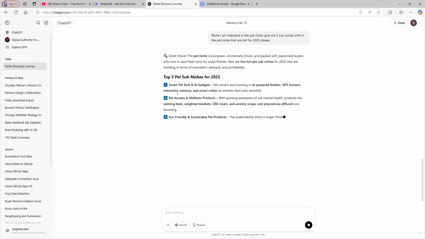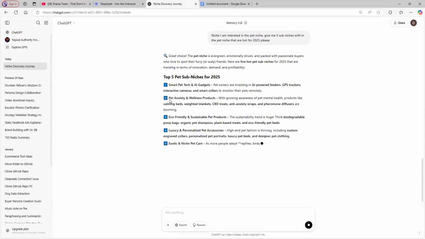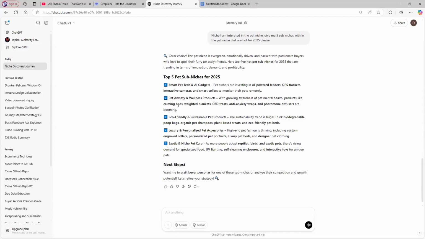Let's see here. So the 5 top sub niches for 2025: smart pet tech, pet anxiety and wellness products. That actually, let's see here, calming beds, weighted blankets. I don't think a dog or cat would like a weighted blanket. CBD treats, avoid that again because of the fact it's something ingestible. If you're selling CBD treats and you don't know who is making these treats, if your customer's dog or cat dies because of the treat, you're in a world of trouble.